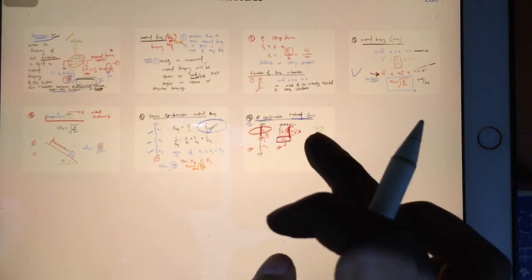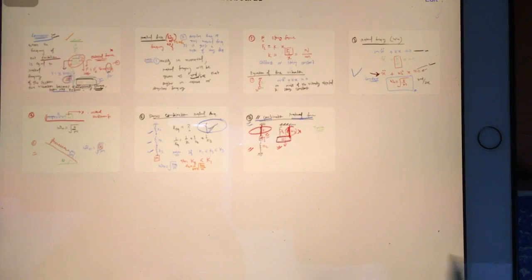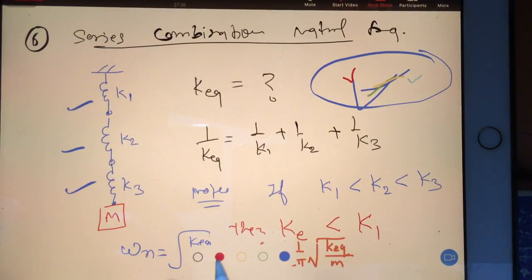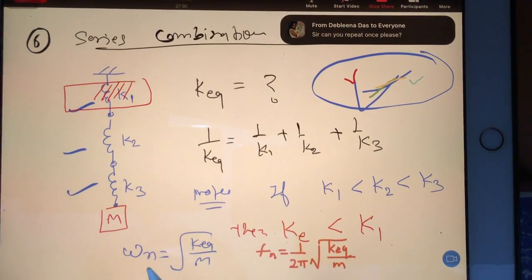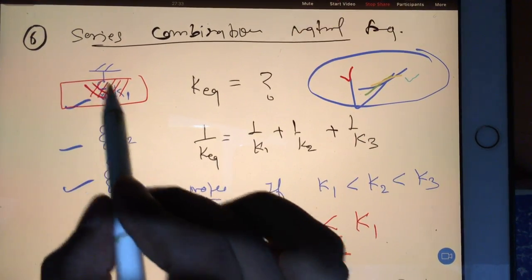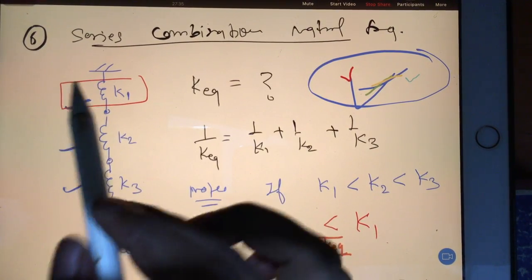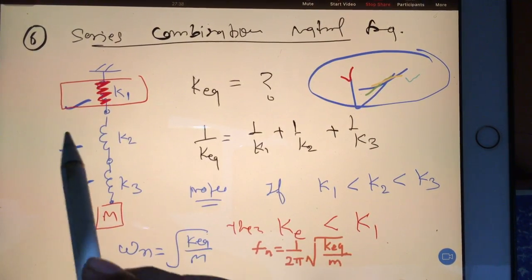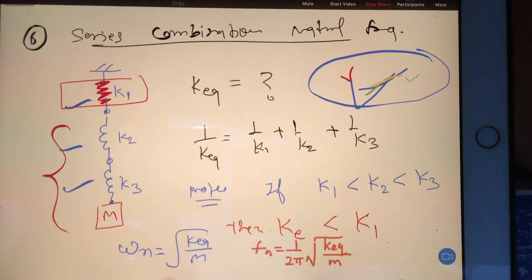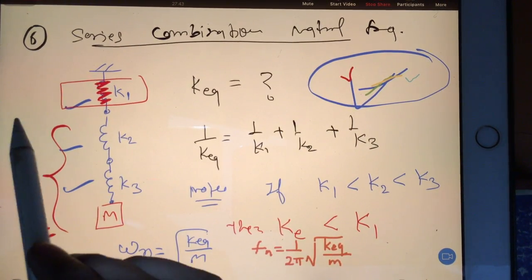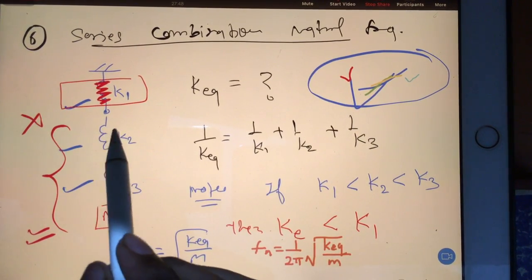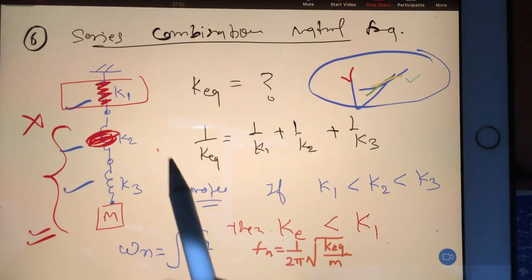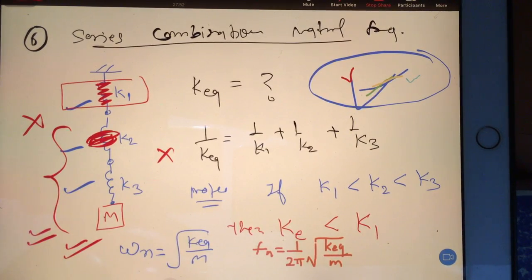Go back. Where? Here. Now you make this spring rigid. Yeah. You make this spring rigid. And after making this spring rigid, do you think this system will not vibrate? No, it will vibrate. It means it is not parallel combination. Okay. You make this one rigid. Do you think the system will not vibrate? No, it will vibrate.